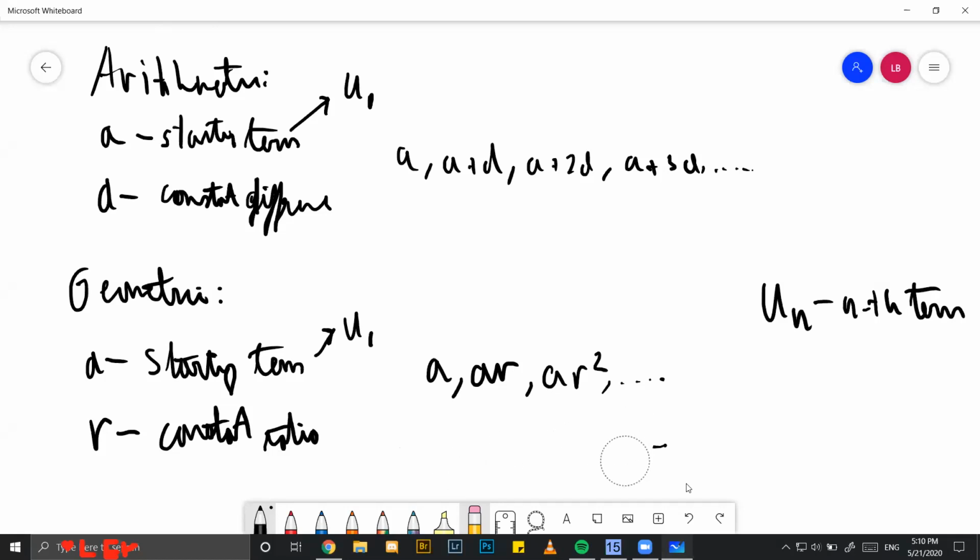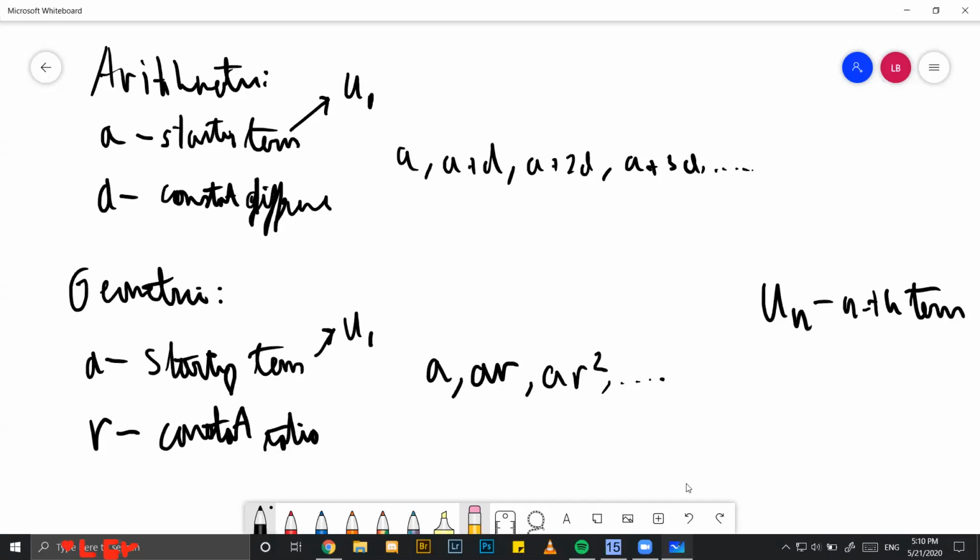Now, there are many properties of these two kinds of sequences that may come in handy. But before I go into the sums of these sequences, it's more important to look at why specifically I'm using this notation. Obviously I could just say arithmetic sequences look like this, geometric sequences look like this, but I'm specifically putting it into an algebraic form: A plus D, A plus 2D, A plus 3D, AR squared.